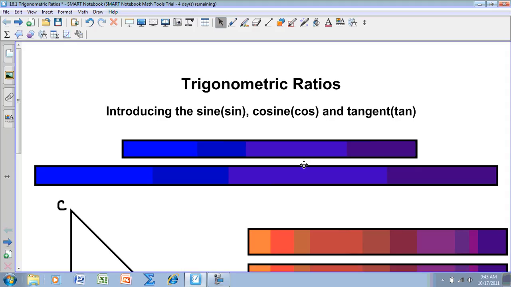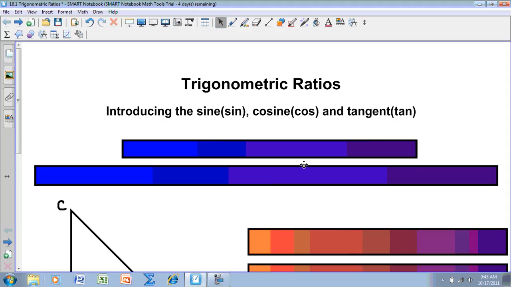Well, there's three words that we're going to be introducing to you today. They are the sine, the cosine, and the tangent. And they are indeed ratios. That means they're fractions. That means we're going to be able to take two numbers and make a fraction out of them, or a ratio.